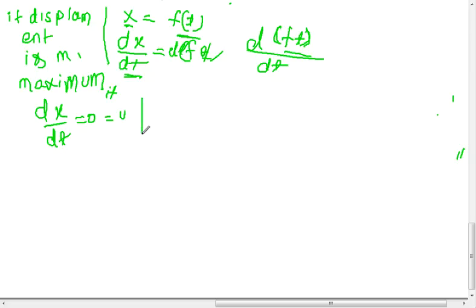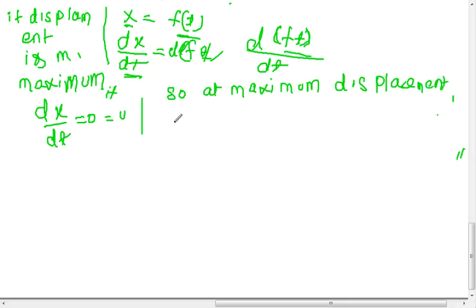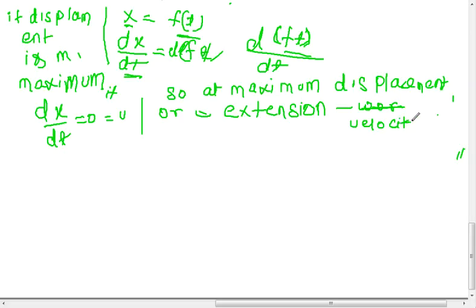So at maximum displacement, or you can say at maximum extension, velocity is equal to 0. Okay guys, at maximum extension, velocity will be 0.